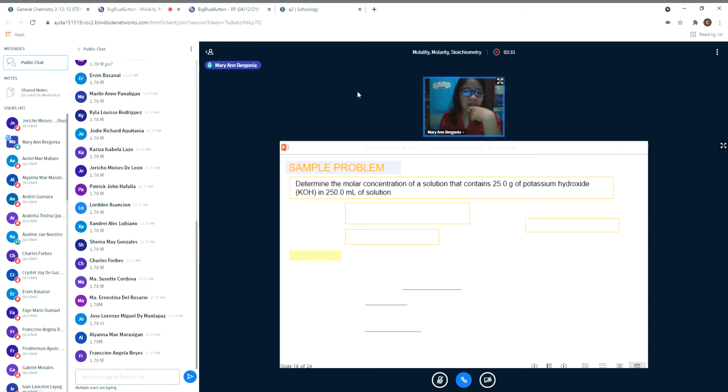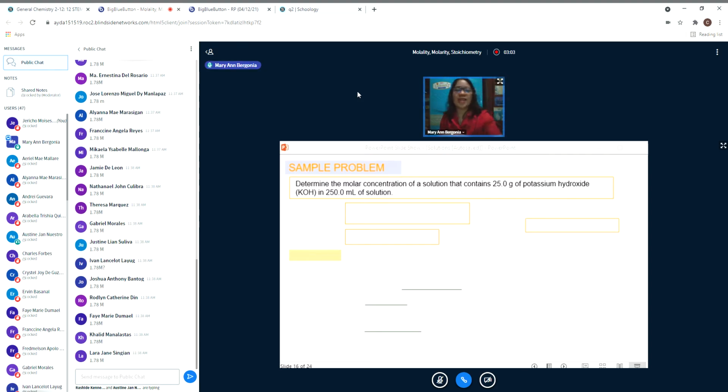So far, I'm receiving answers 1.78 M, halos karamihan. Okay, 1.78. May mga nag-send din ng message, 1.8 M. Be careful with the unit ha if that is small m or the bigger M. Kasi yung hinahanap sa atin dito ay molar. It's molar. So yung meron din iba, they use small m.